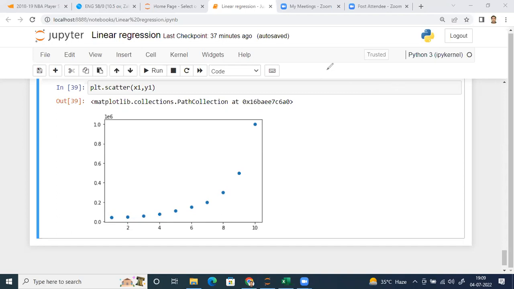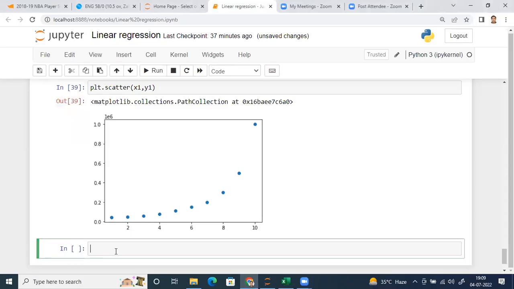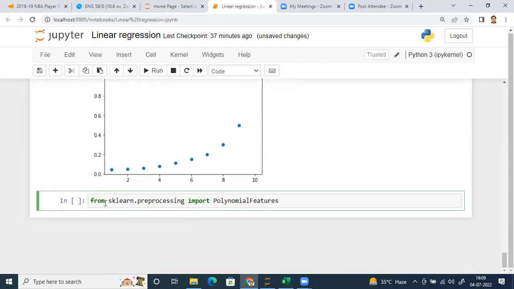So if I come here and clear all drawings, suppose I say from sklearn.preprocessing import PolynomialFeatures. Introduce polynomial features. If I execute this, it's done.